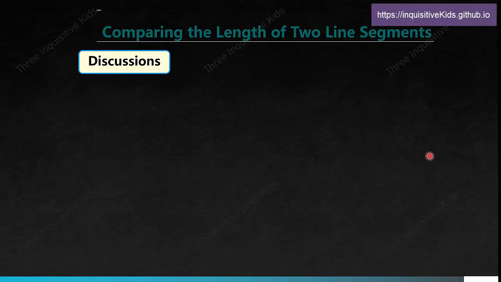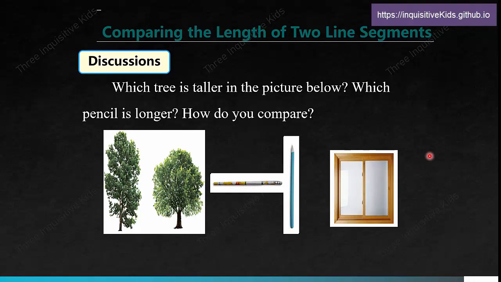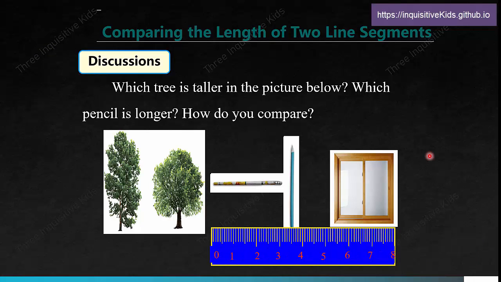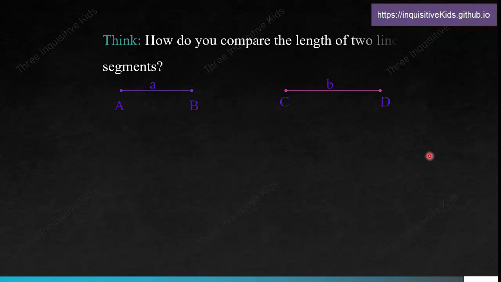Now we're going to get into our second concept we'll be learning today. Comparing the length of 2 line segments. Discussions. Which tree is taller in the picture below? Which pencil is longer? How do you compare? Well, of course, we have a trusty ruler, and we can also tilt that horizontally to measure horizontal objects. So think, how do you compare the length of these 2 line segments?